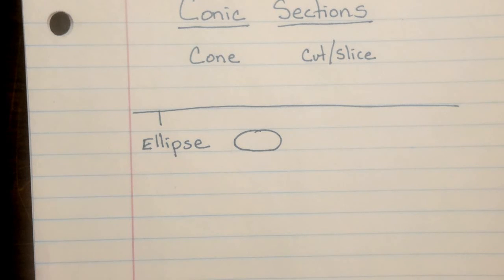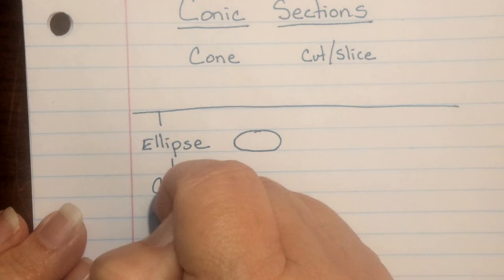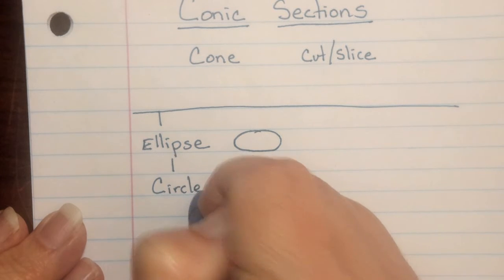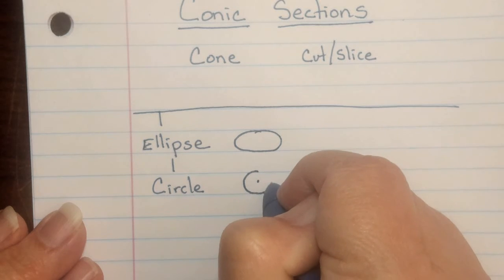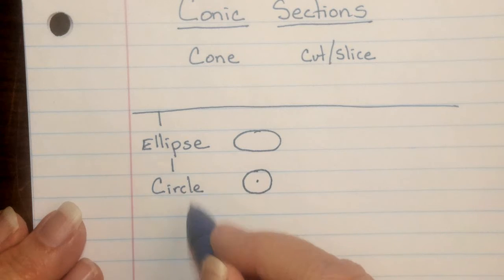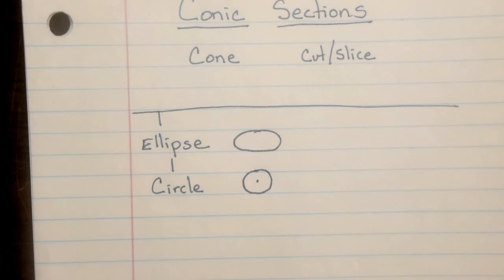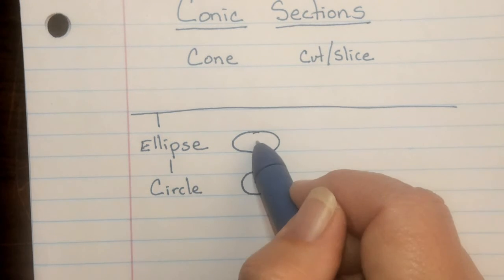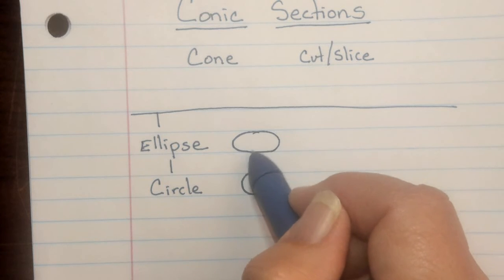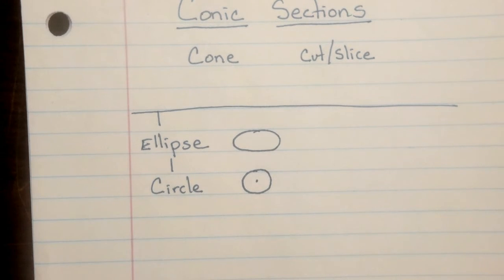But if your cut is parallel to the base, then you get a special type of ellipse, which is a circle. So when all your points are equidistant from the center, you get a circle. And a circle is a kind of an ellipse. So it's not a different thing, but it's just a special ellipse. So it's an ellipse where in a circle, the radius is the same all the way around, whereas in an ellipse, the distance is not the same all the way around. We're going to talk about the ellipse and the circle in detail next block.